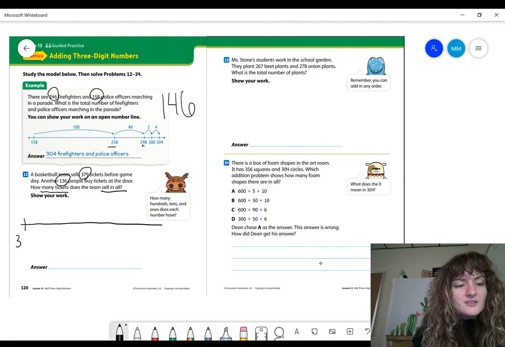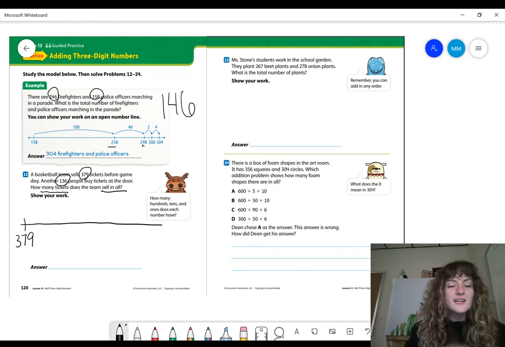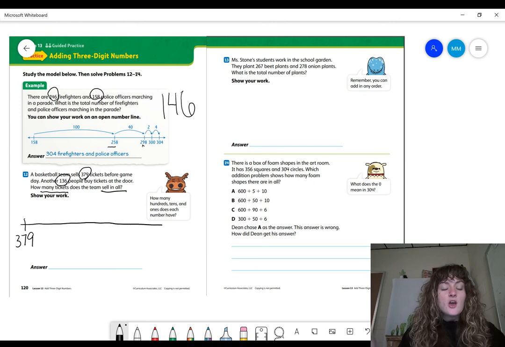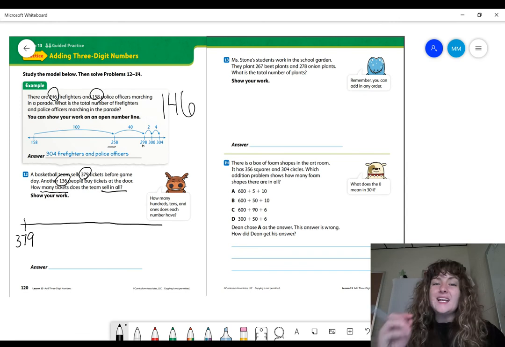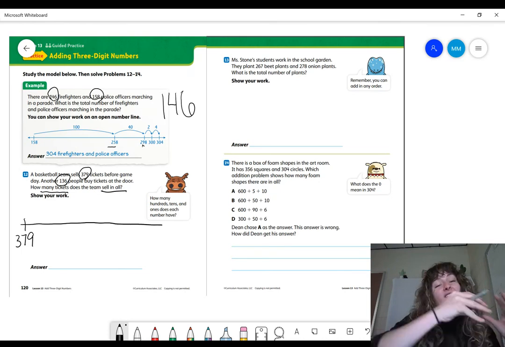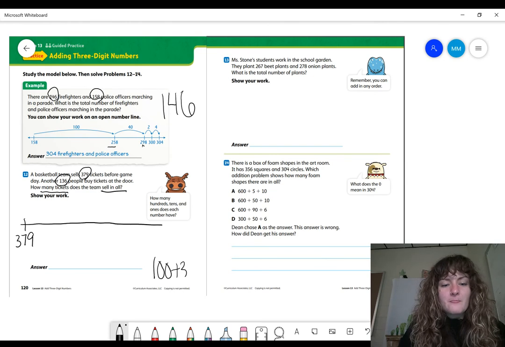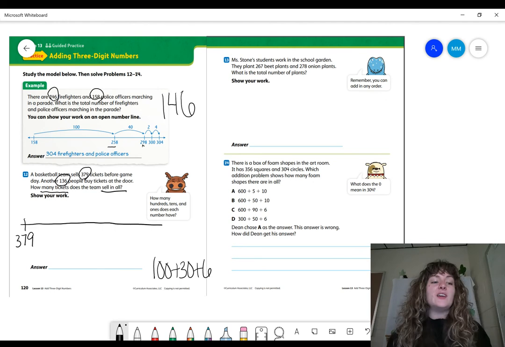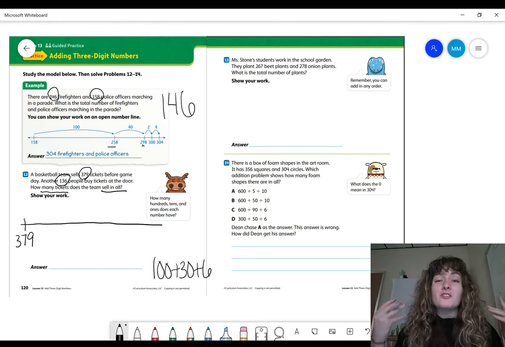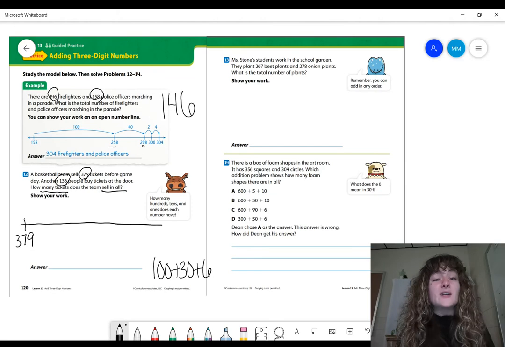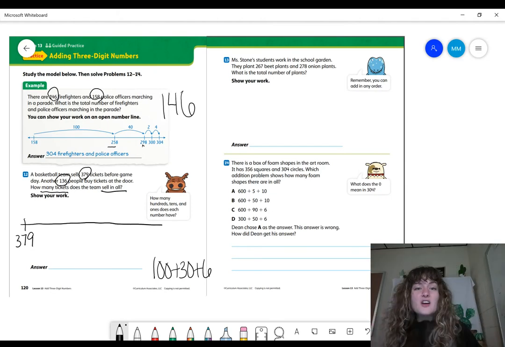So 379. All right, so here is what we're going to do next. We are going to add 136, but here's the catch. We are going to add it with the value of each digit. So in 136, we have 100 plus 30 plus 6. So we are going to add the value of each digit to our part 379. This is a really good way to see how these numbers work. So let's go ahead and do that.